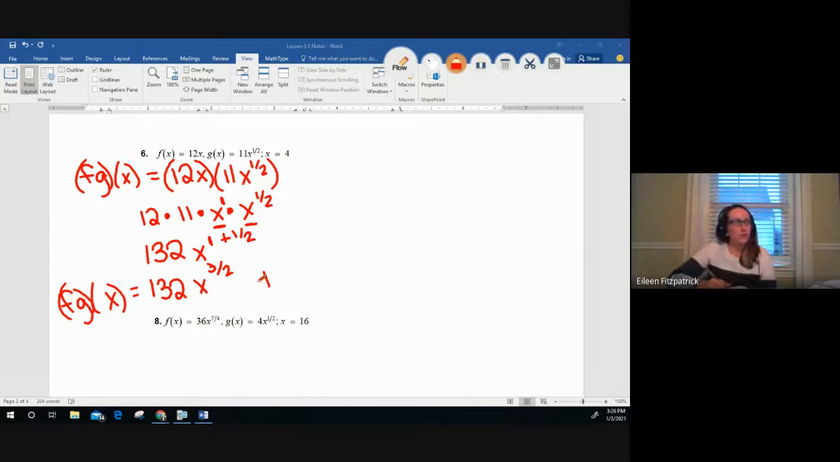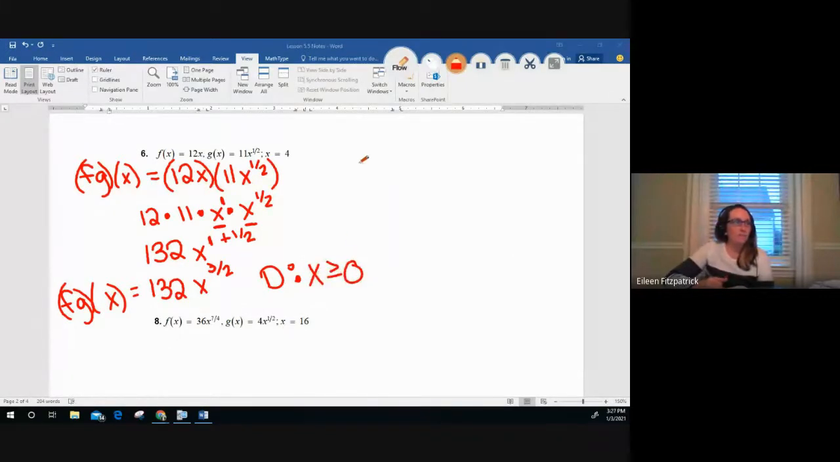Your domain for this problem. All right, up at the original, you can multiply any number by 12. So any number can get plugged in for x here. Over here, you can only take the square root of 0 and positive numbers. So right now, your domain is x has to be greater than or equal to 0. And down here as well is a square root. So x has to be greater than or equal to 0.